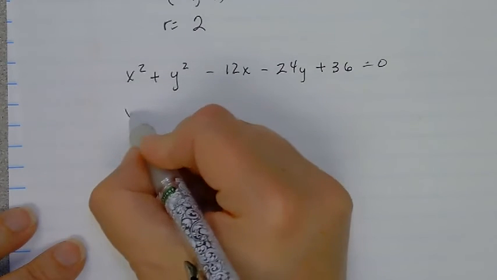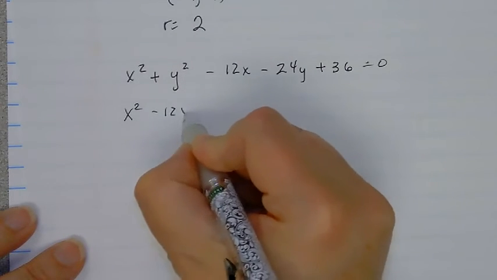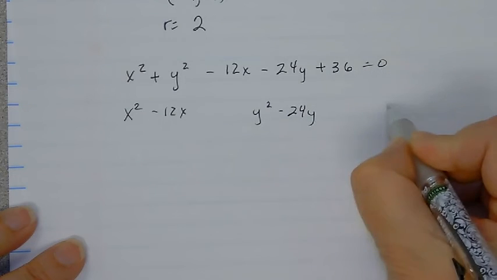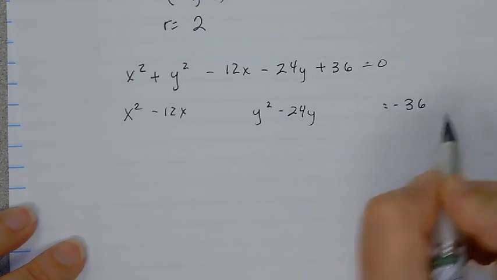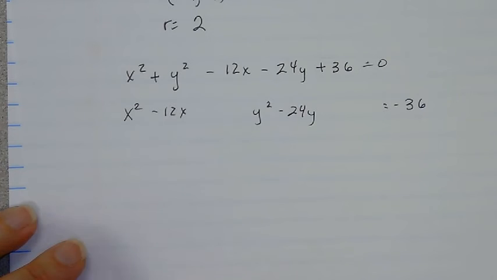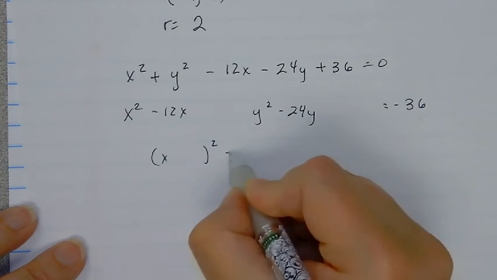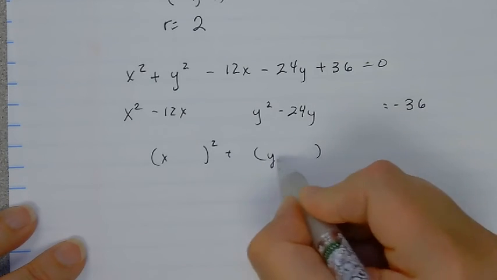So I'm going to move my x's together and my y's together. And the constant term I'm going to move to the other side. So now I want to complete the square with this part over here. And then I want to complete the square with the y portion.